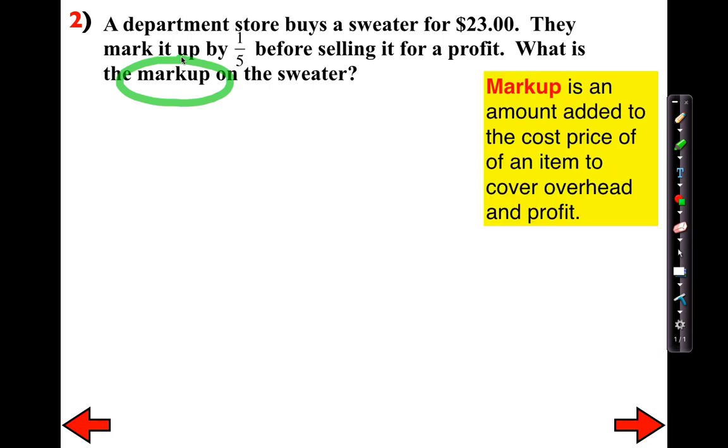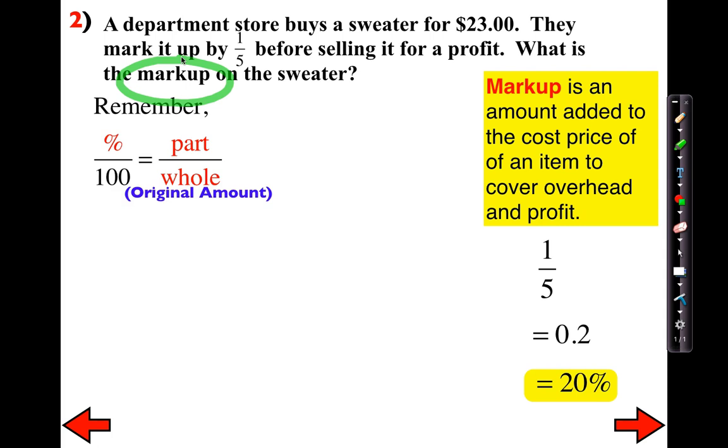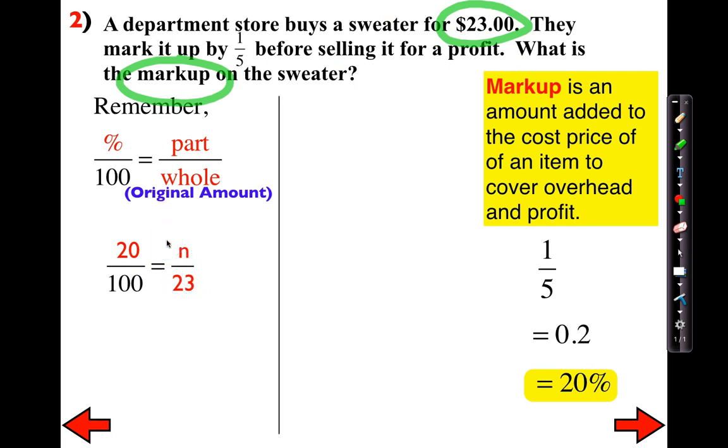First things first, let's turn that 1/5 into a decimal. Hopefully you remember from previous ones that 1/5 is 20%, so it's 0.2 and 20%. One way to do it is by setting up a proportion. The percent is 20, so we're going to put 20 here. And this $23 is the whole, so we're going to put that in our denominator. Let's put a variable here, and you can solve that proportion if you like that way.